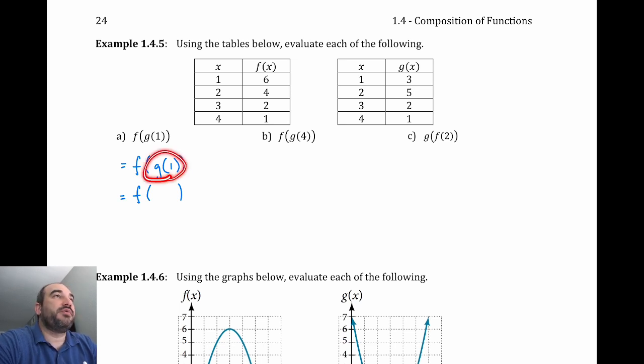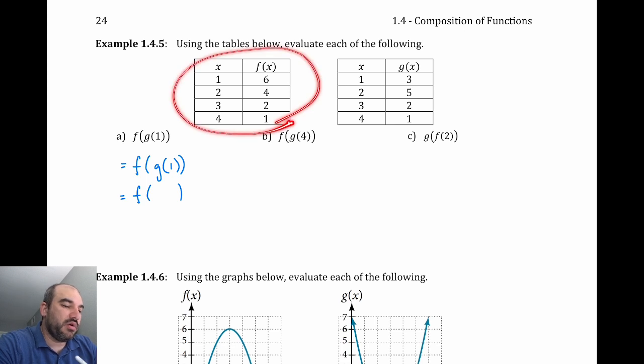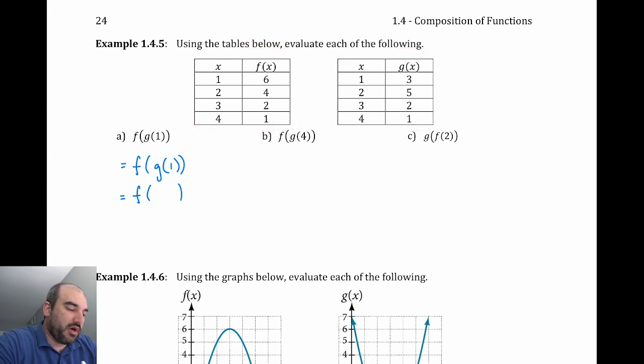Which table do we use for g of 1? There are two tables, right? There's the f of x table and the g of x table. If I want to evaluate g of 1, we're going to evaluate using the g of x table. This is telling me that the x is 1, and it's asking me what the g of 1 is.